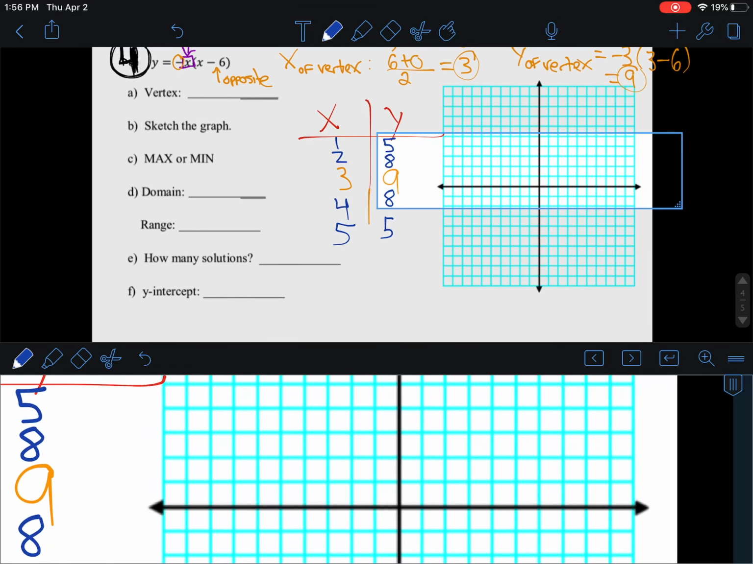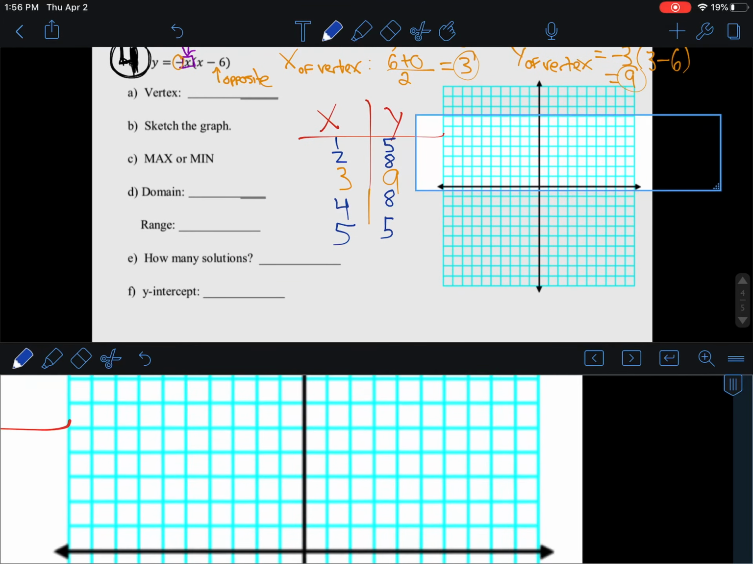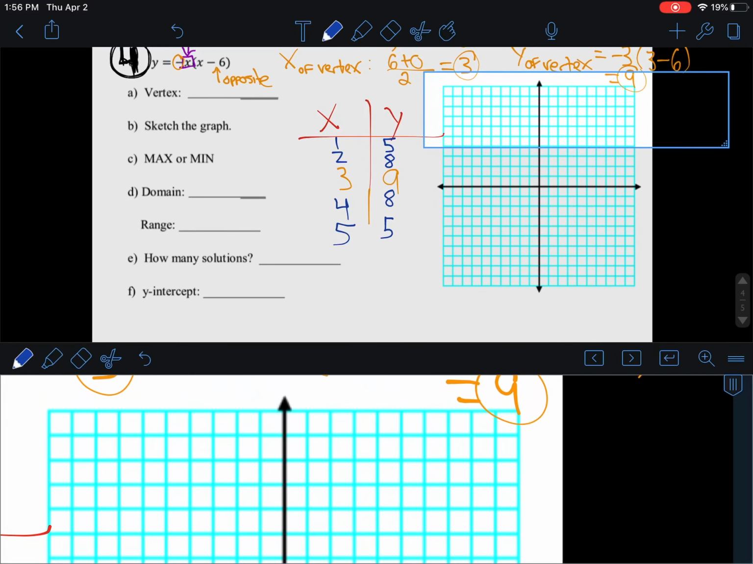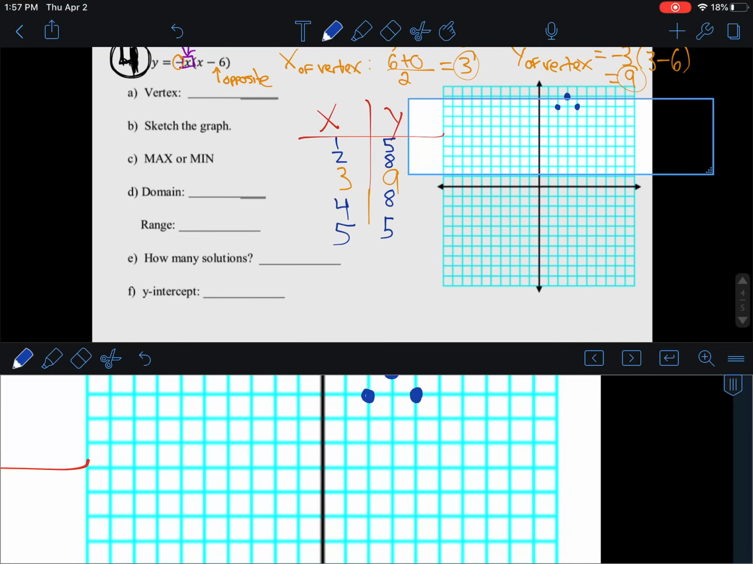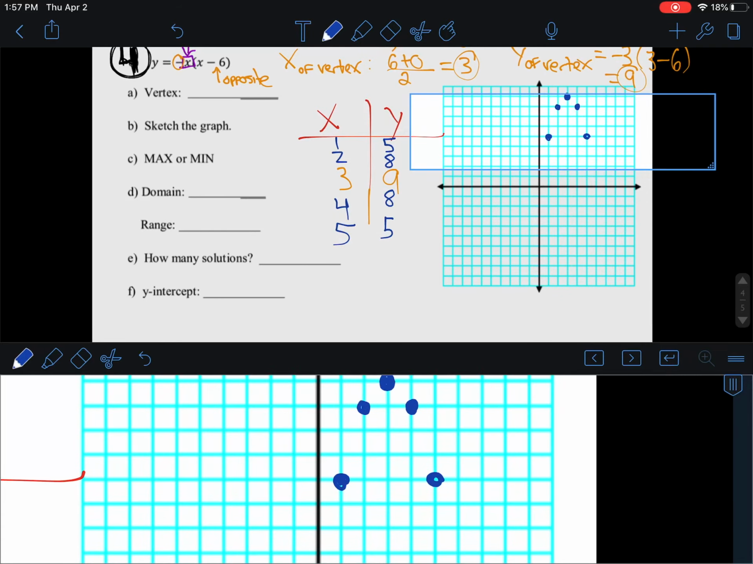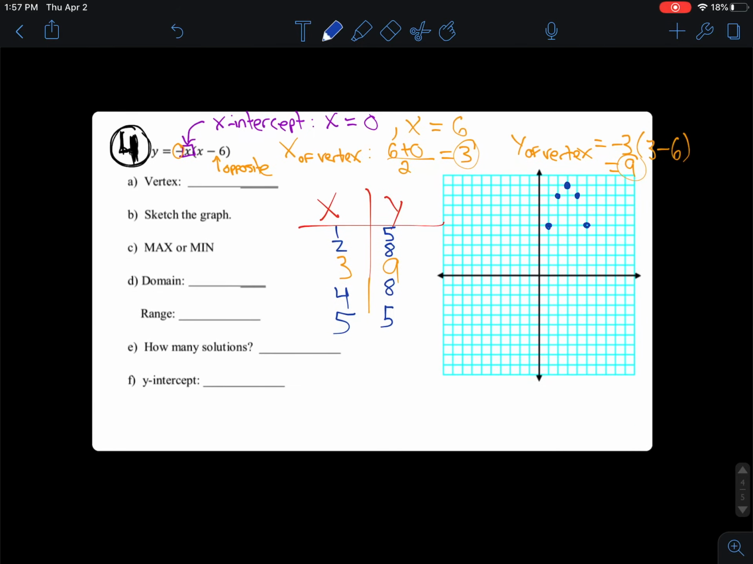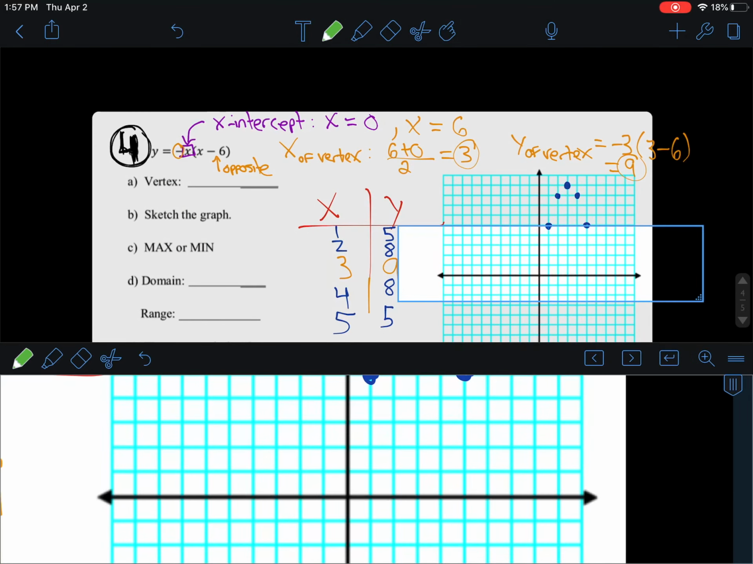So again, I like graphing my vertex first. So 3, 9. And then I had 2, 8, 4, 8, and then 1, 2, 3. So this is going to be 1, 5, and then 5, 5. So again, this is going to be my parabola. Now, I'm just going to go ahead and plot the other points that I do know of before I graph it actually this time. I learned my lesson from last one.